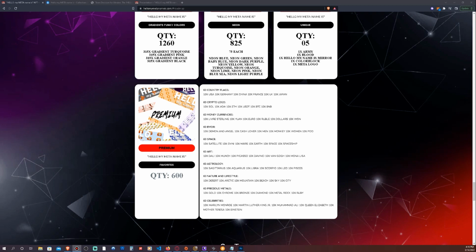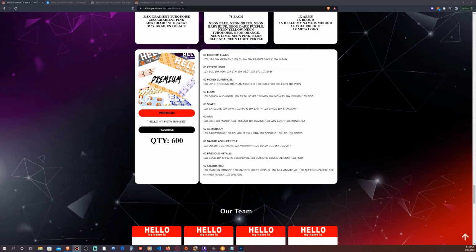And then there's going to be the premium. It's going to be 600 of these. You're going to have country flags, crypto logos, money currencies, emojis, space art, astrologies, natural and lifestyles, precious metals, and celebrities. Oh, they've got Martin Luther King, Marilyn Monroe, Muhammad Ali, Queen Elizabeth, Mother Teresa, and Einstein. This is going to be so nice. They also have different astrologies, so you've got your Sagittarius, Aquarius, Libra, Scorpio, Pisces. They've got art: Picasso, Da Vinci, Van Gogh, Mona Lisa. They've got space. So they're going to have a lot of good ones.